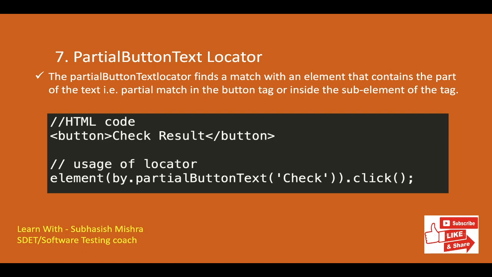You can use the element function and you need to use by.partialButtonText. So here the full value is check result, here we are giving the partial value, that is check, and then we are performing the action. So the main thing is here you can pass any partial value, whatever the text is there. You can also give result, it will work. In place of check you can give result, any partial values you can give.